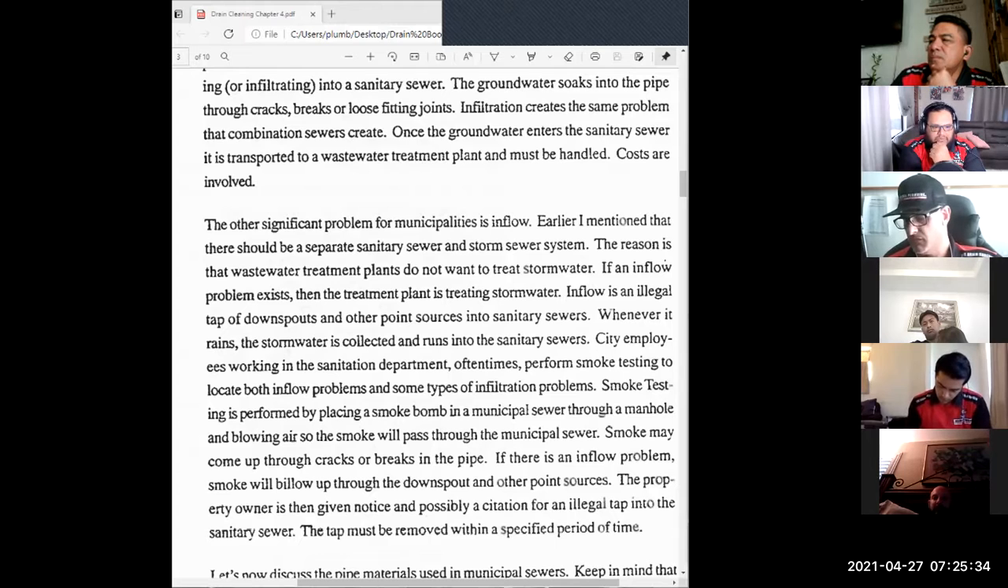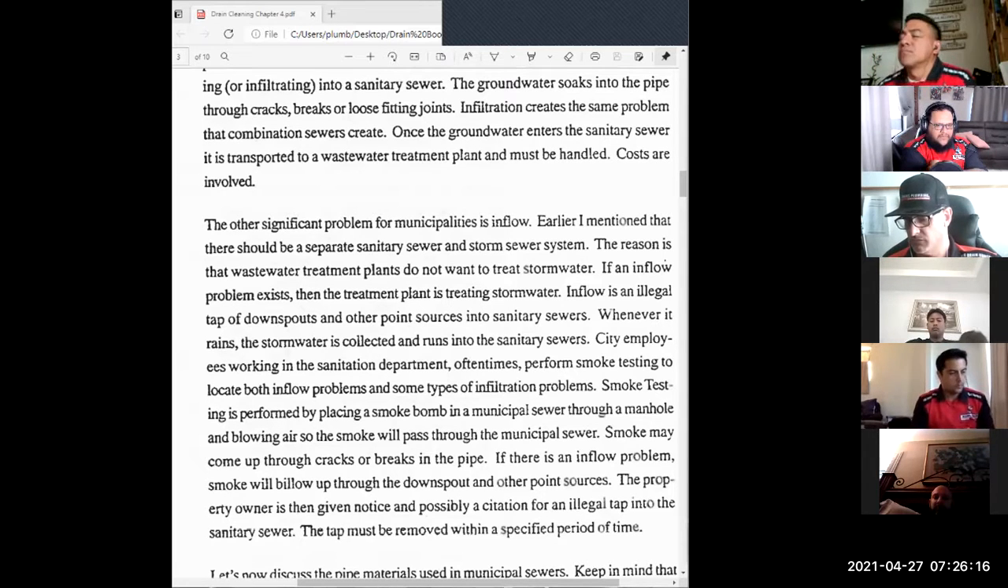City employees working in the sanitation department often perform smoke testing to locate both inflow problems and some types of infiltration problems. Smoke testing is performed by placing a smoke bomb in the municipal sewer through a manhole and blowing air so the smoke will pass through the sewer. Smoke may come up through cracks or breaks in the pipe. If there is an inflow problem, smoke will billow up through the downspout and out other point sources. The property owner is given notice and possibly a citation for an illegal tap into the sanitary sewer. The tap must be removed within a specific period of time.